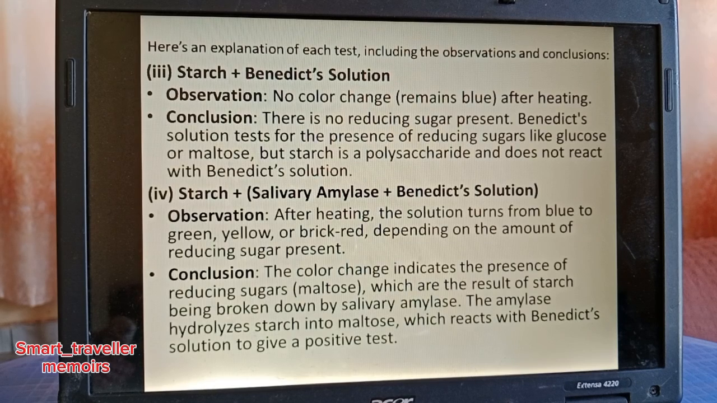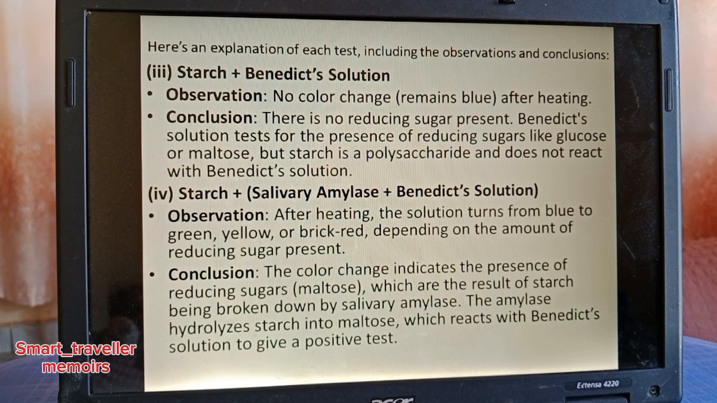Test tube 3, starch plus Benedict solution. D was starch. Observation: no color change, it remains blue after heating. Conclusion: there is no reducing sugar present. Benedict solution tests for the presence of reducing sugars like glucose or maltose. But starch is a polysaccharide and it does not react with Benedict's solution.